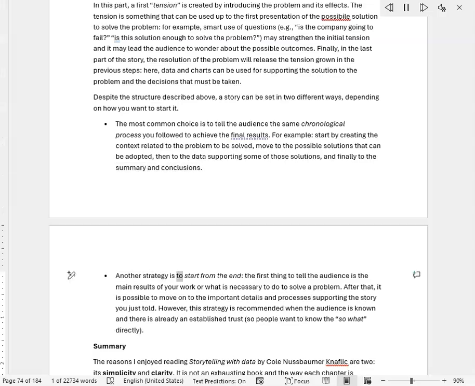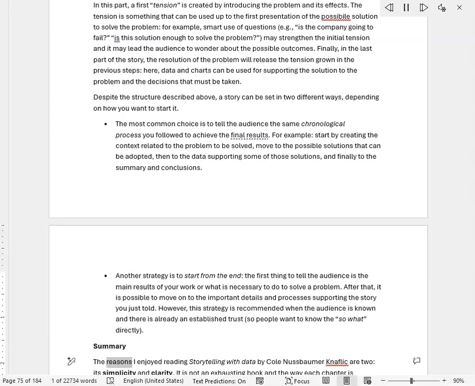Another strategy is to start from the end. The first thing to tell the audience is the main results of your work or what is necessary to do to solve a problem. After that, it is possible to move on to the important details and processes supporting the story you just told. However, this strategy is recommended when the audience is known and there is already an established trust, so people want to know the so what directly.